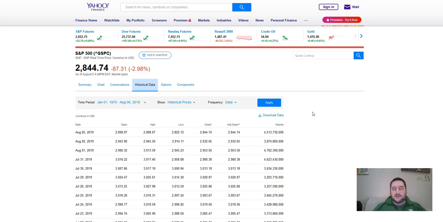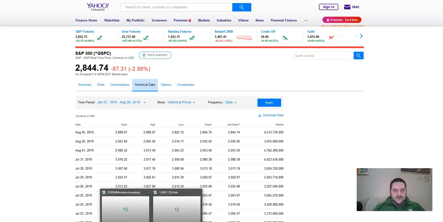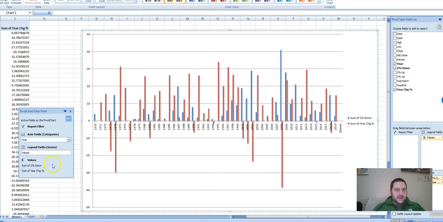The thought occurred to me yesterday that I wonder how these volatile days correlate with the overall stock market returns. So I went to Yahoo Finance and downloaded the historical data from January 1970 up to yesterday, or today, I guess. And I put that into a spreadsheet because I like spreadsheets, and into a pivot chart because I like pivot charts.